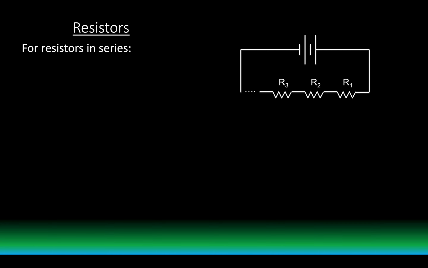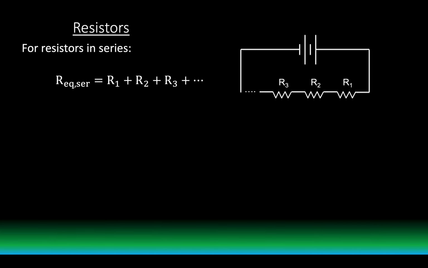These resistors that are connected in series can be said to be equivalent to a single resistor whose resistance is given as the sum of all the individual resistances of the resistors that are connected in series. So I could say R equivalent in series is equal to R1 plus R2 plus R3 and so on for however many resistors are connected in series.